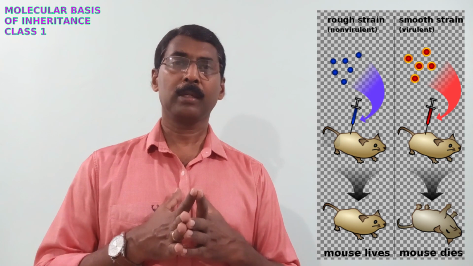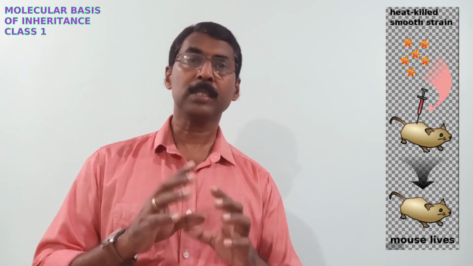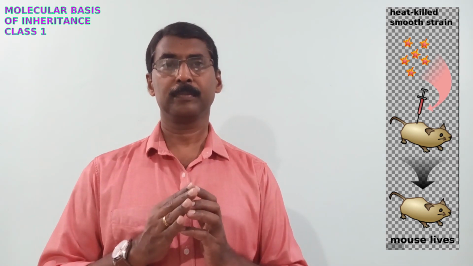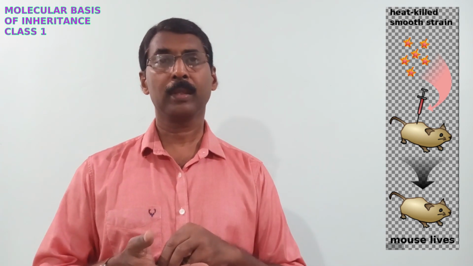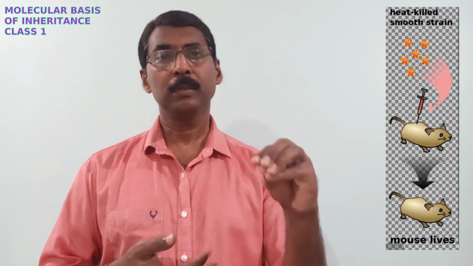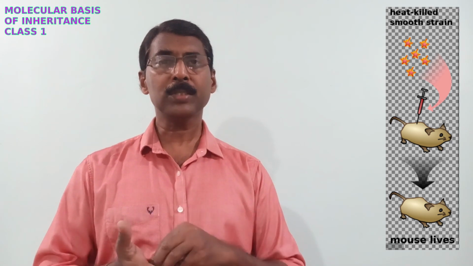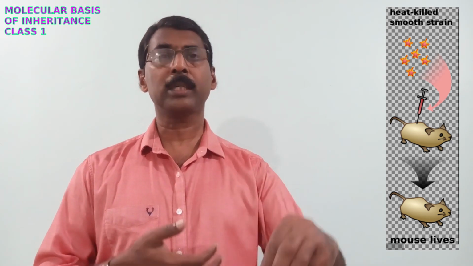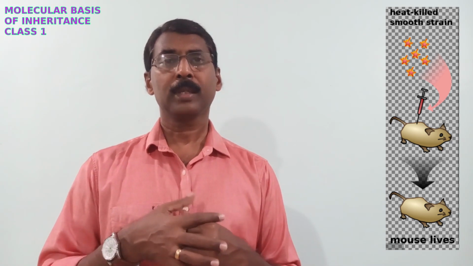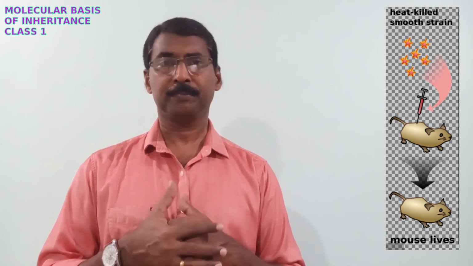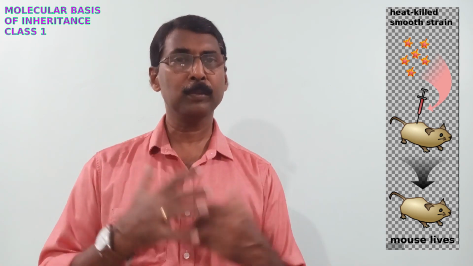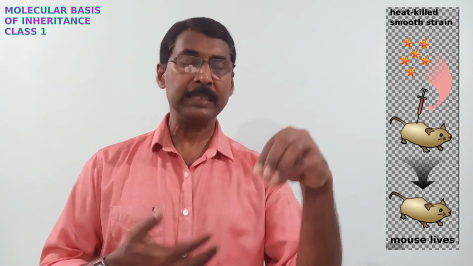Now, in the next step of his experiment, Griffith heat killed the smooth strain bacteria. He killed the virulent type of bacteria by subjecting them to high temperature or heat. So the bacteria died, and these dead bacteria were injected into the body of the mice. Naturally, it is very clear what would be the outcome. The mice will not get pneumonia because the injected bacteria were dead.